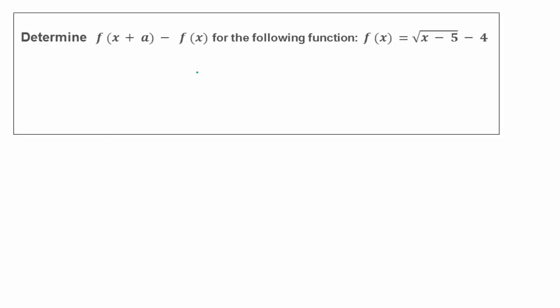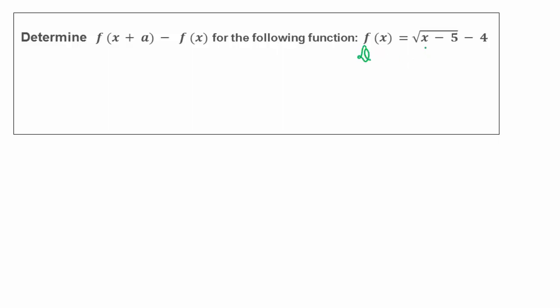Let's see here, determine f of x plus a minus f of x. Now you have a different kind of function. So the function here is the square root of x minus 5 minus 4. We can also determine the domain and range of this function just for the sake of more exercises to help you in case this appears in your homework. To certify, what's the domain?